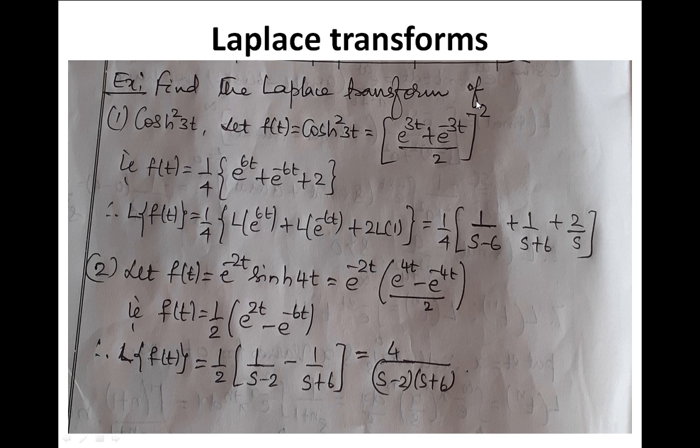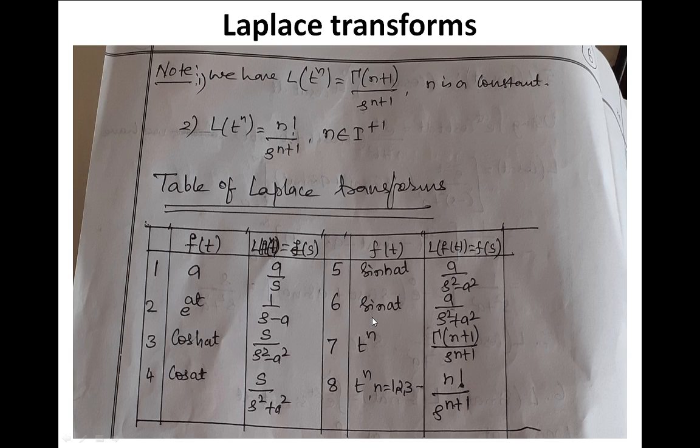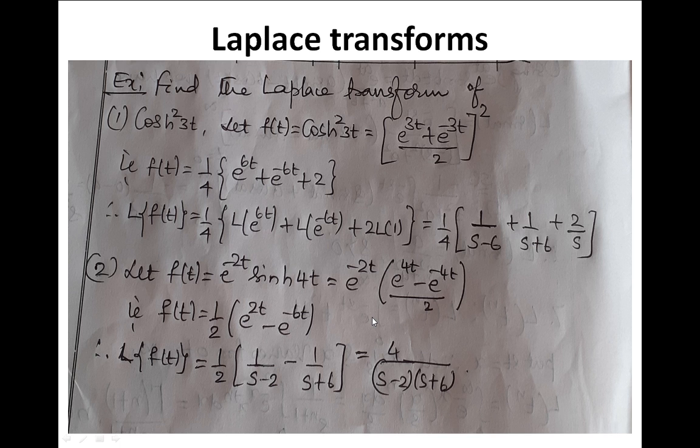Therefore, find the Laplace transform of cos hyperbolic square 3t. Just for using the table, I am applying the same results on some examples. Cos hyperbolic square 3t. What is cos hyperbolic 3t? e to the power 3t plus e to the power minus 3t divided by 2. Since there is a square here, go for expansion using (a plus b) whole square.